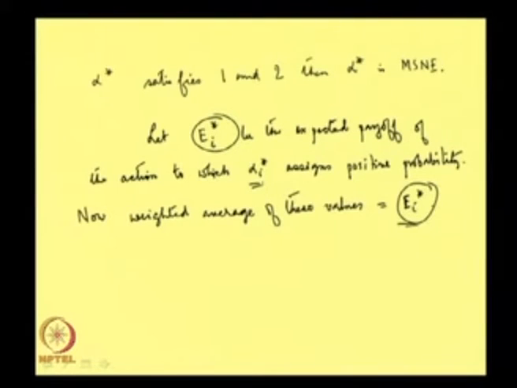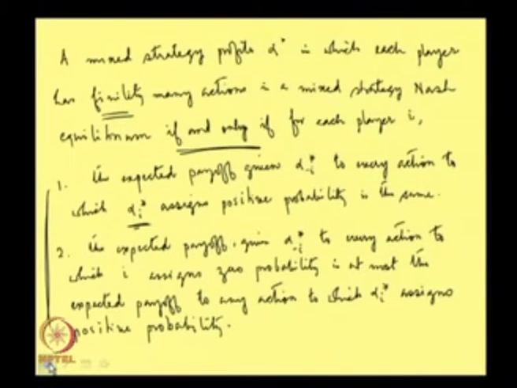So, by taking a different mixed strategy, he cannot improve his payoff. This is the proof that if 1 and 2 are satisfied, then the corresponding alpha star is a Nash equilibrium.